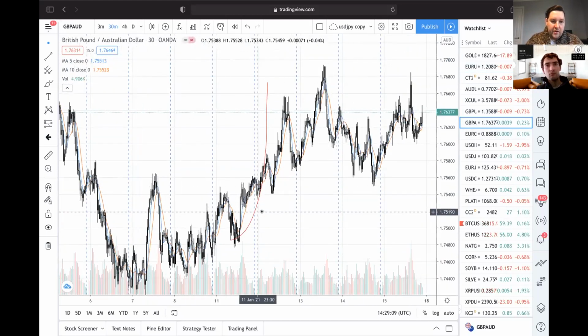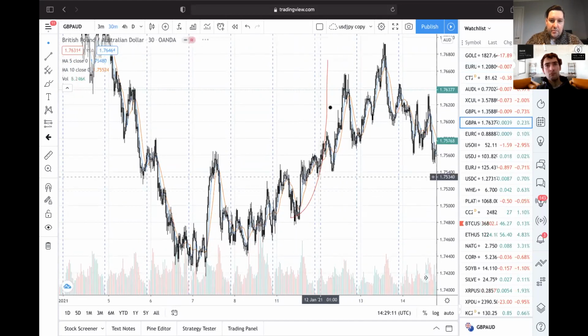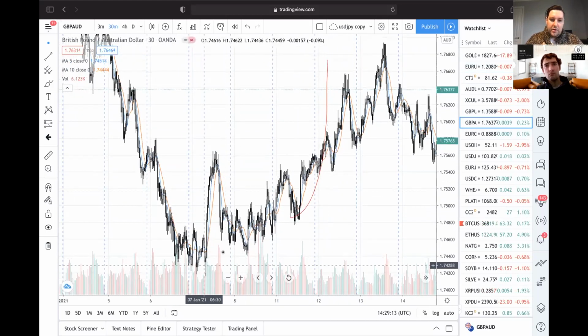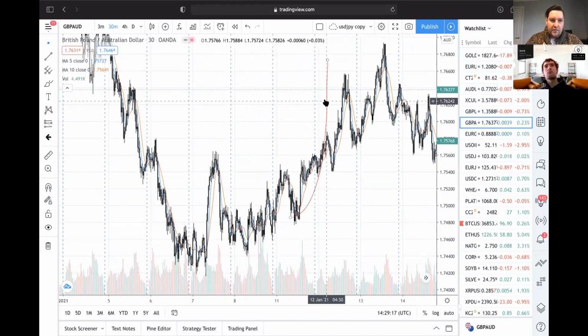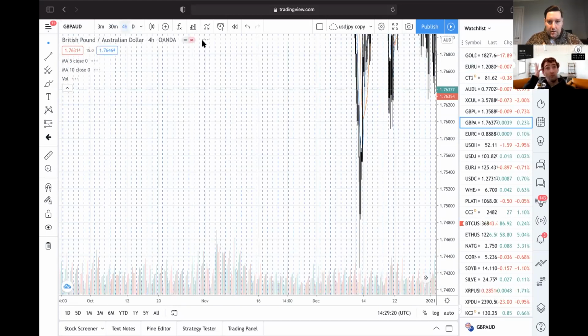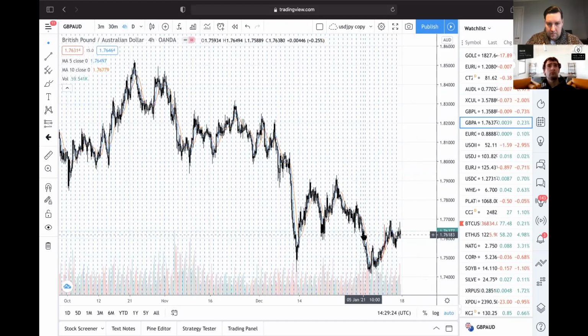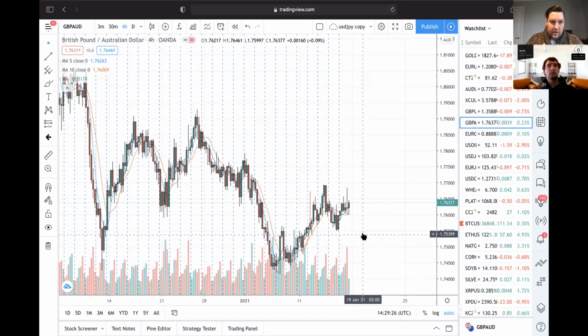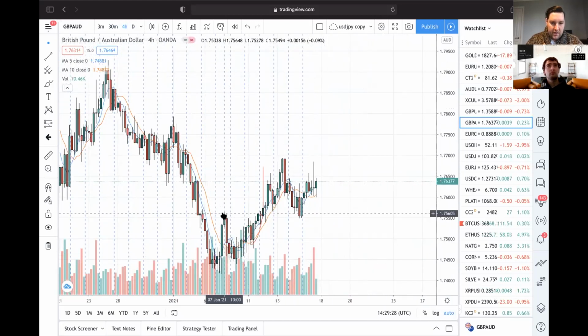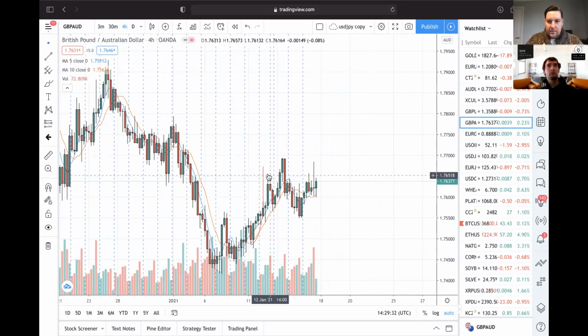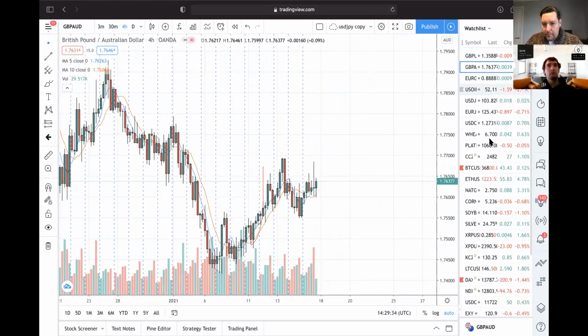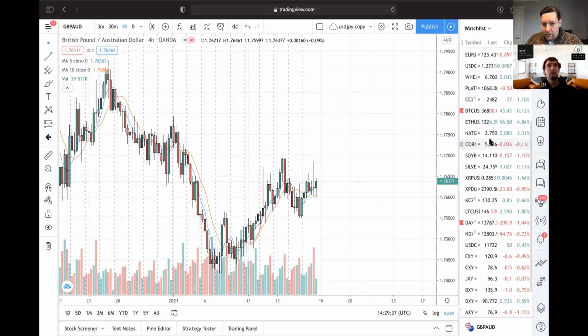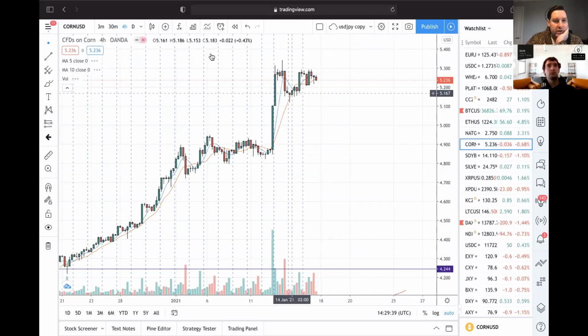Again, there's a structure here. If you notice, so when I've got these marked on, they're not marked on at the bottoms because I'm not trying to get in at the bottoms. I'm waiting for that turnaround in the market. So here, 4 hourly. So I'm just waiting for that turnaround, higher high there, and then we can get into the market. What I want to show you is a corn chart here.